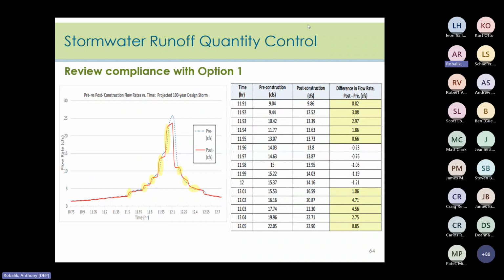So when we look into the comparison of the hydrographs from the previous slide, we see that multiple values from the post-construction hydrograph exceed those in the pre-construction. And the times of exceedance are shaded in yellow in both the hydrograph and the table here. And although the peak flow rate, and this is important, although the peak flow rate of the post-construction hydrograph is less than the pre-construction hydrograph, the difference in the time of concentration under the post-construction condition results in the exceedance.